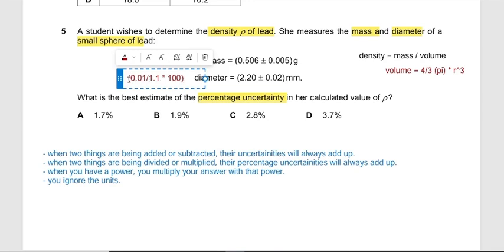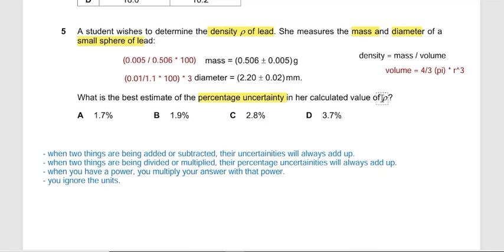Now this is not where it ends. We know this radius is raised to the power 3. So when you have it raised to the power 3, this point says when you have a power, you multiply your answer with that power. So whatever answer you get, you're just supposed to multiply this with 3. Now you will get the percentage uncertainty. You're not to be concerned with the entire formula, you're just dealing with the uncertainty.